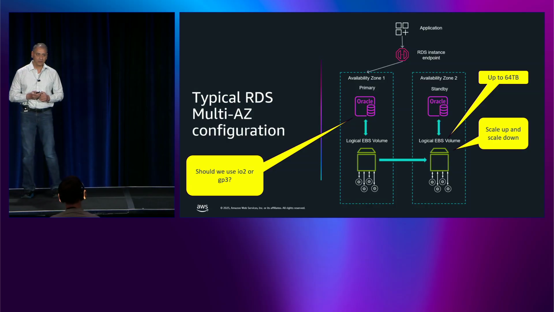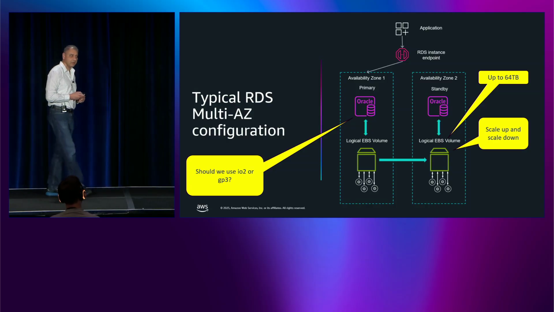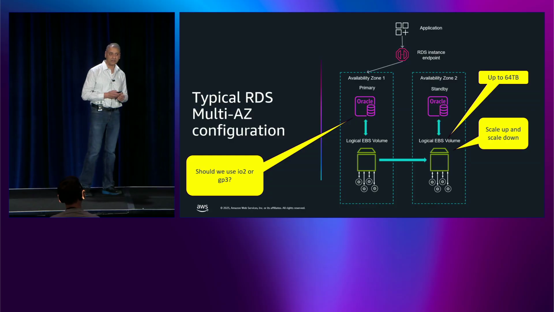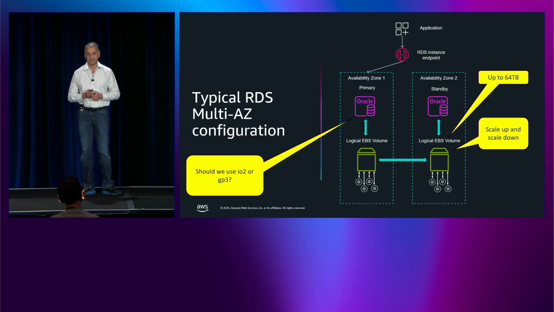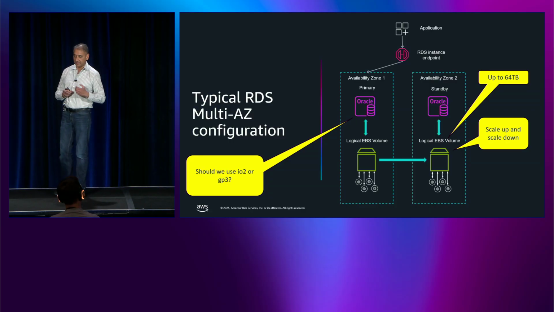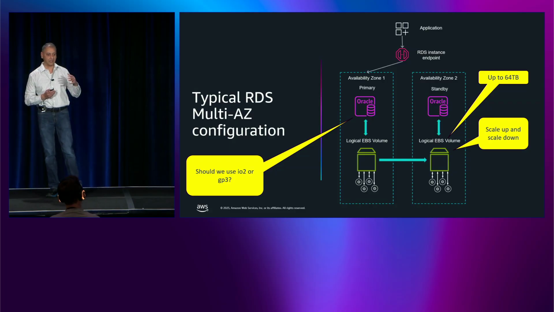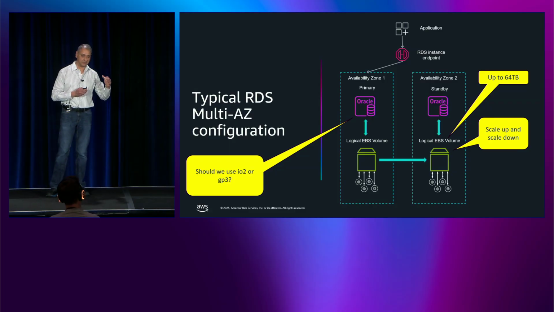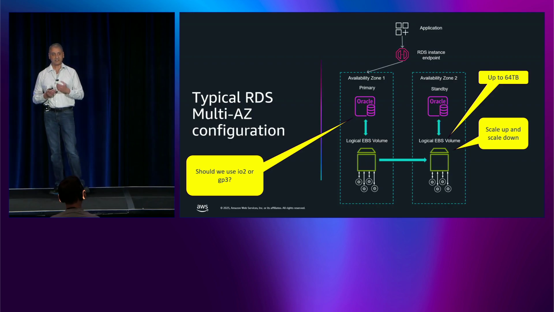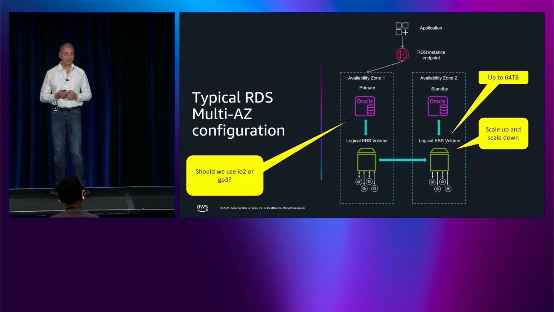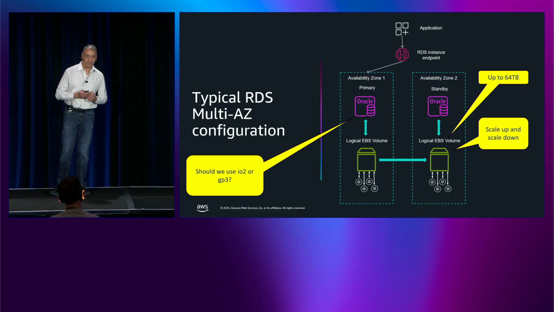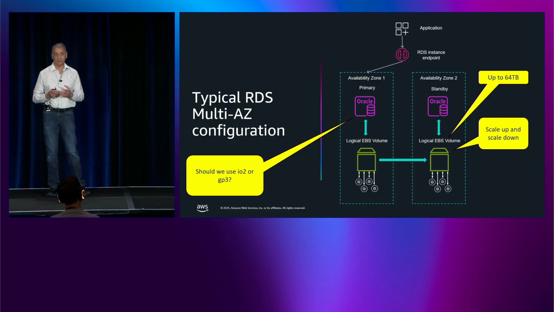IO2 and GP3. So EBS offers different volume types. You can choose IO2 storage for your databases, or you can use GP3 storage for your databases. We recommend IO2 for critical workloads. IO2 offers our highest level of availability, durability, and consistent low latency performance, which you would expect in a production, highly transactional workload. We also offer GP3, our general purpose EBS volumes. GP3 volumes tend to be more cost effective. And in many cases, a GP3 volume is sufficient for running a production workload.